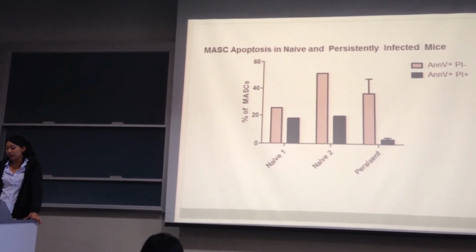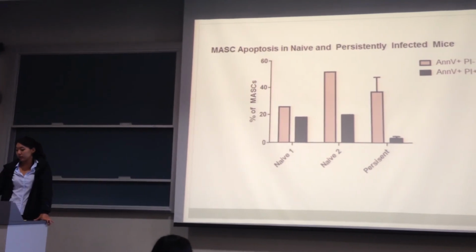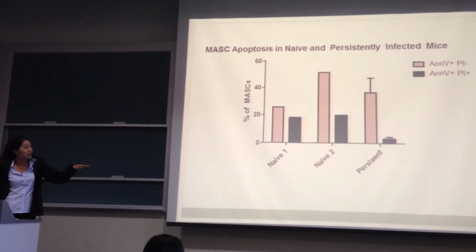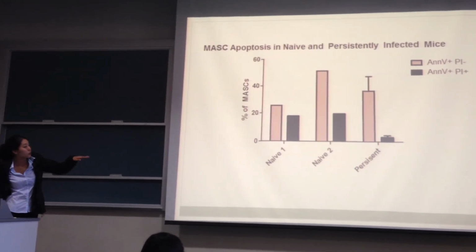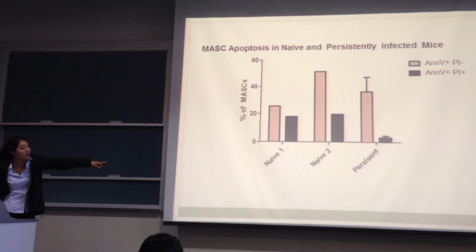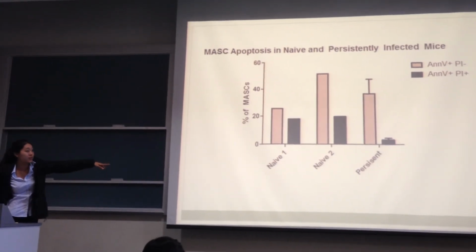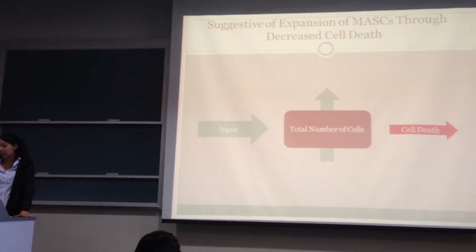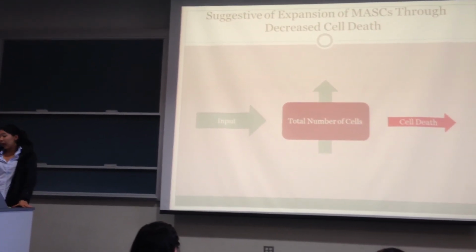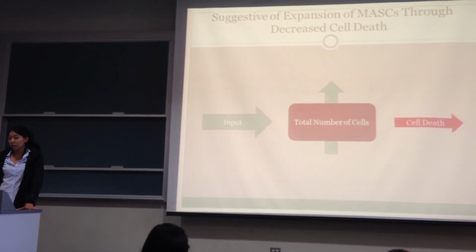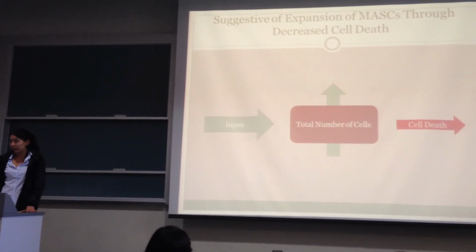As I stated before, the apoptosis in the persistently infected mice seems to be less as compared to the naive mice. So you can see the annexin V positive and the PI positive levels are lower in the persistently infected mice. Now this is suggestive of expansion of these cells through decreased cell death. However, my sample size was very small, so this is by no means totally conclusive.